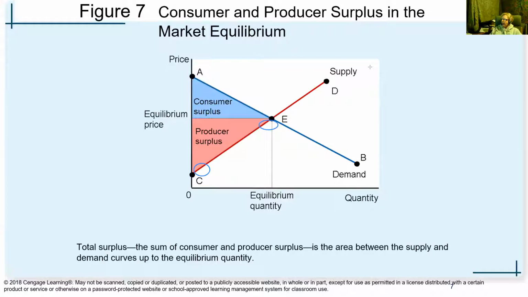Now take a moment and look at this. And notice that total surplus. Okay, so total surplus would be consumer surplus, the blue, along with producer surplus, the red. When you add those up, notice this big triangle. And notice that this triangle's point is right here at equilibrium quantity.